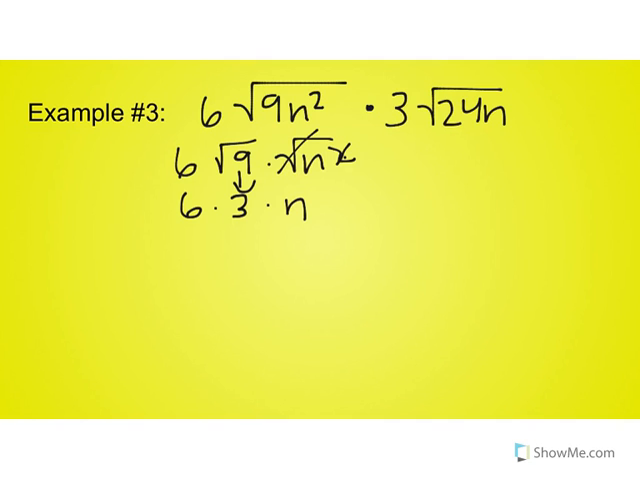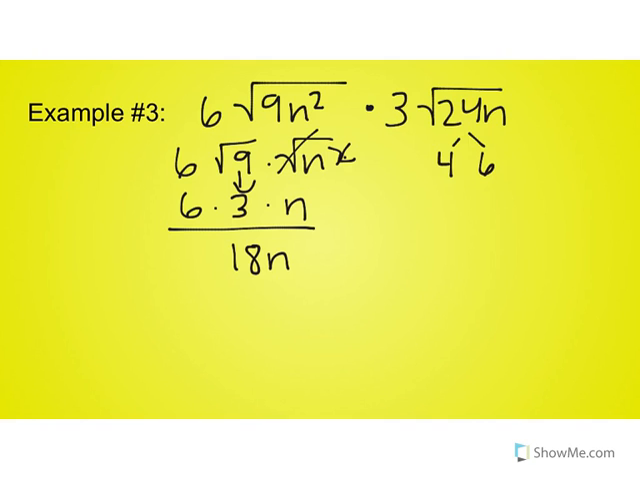I will go into more detail of that later, but for now, we are multiplying all those together. So 6 times 3, we get 18, and then times n. Now I'm going to go ahead and break this down. We want to break it down to our perfect squares if we see them. So my perfect square would be 4 times 6.